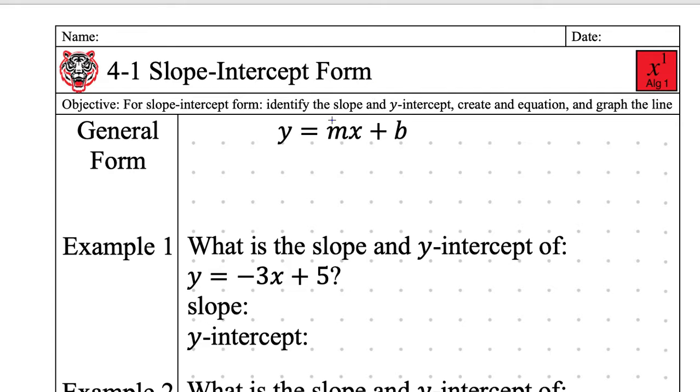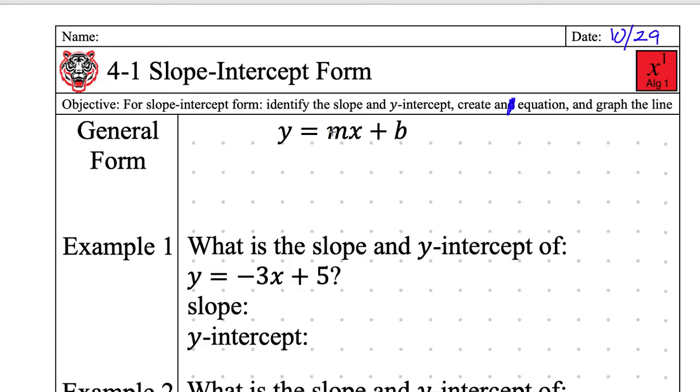Our objective today is for slope-intercept form: identify the slope and y-intercept, create an equation, and graph the line. By the way, today's date is Tuesday, October 29th, 2019. We are doing slope-intercept form.